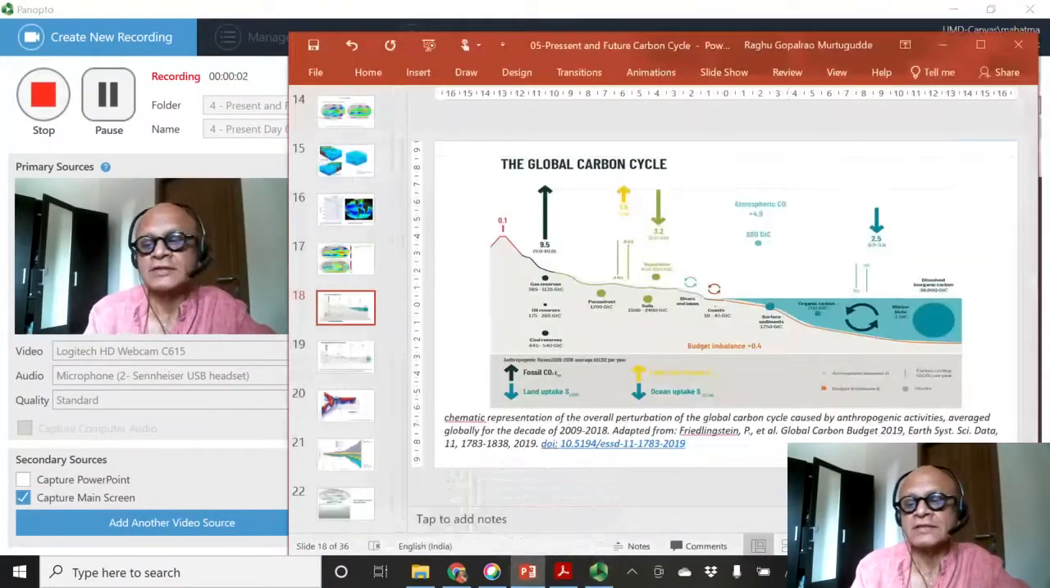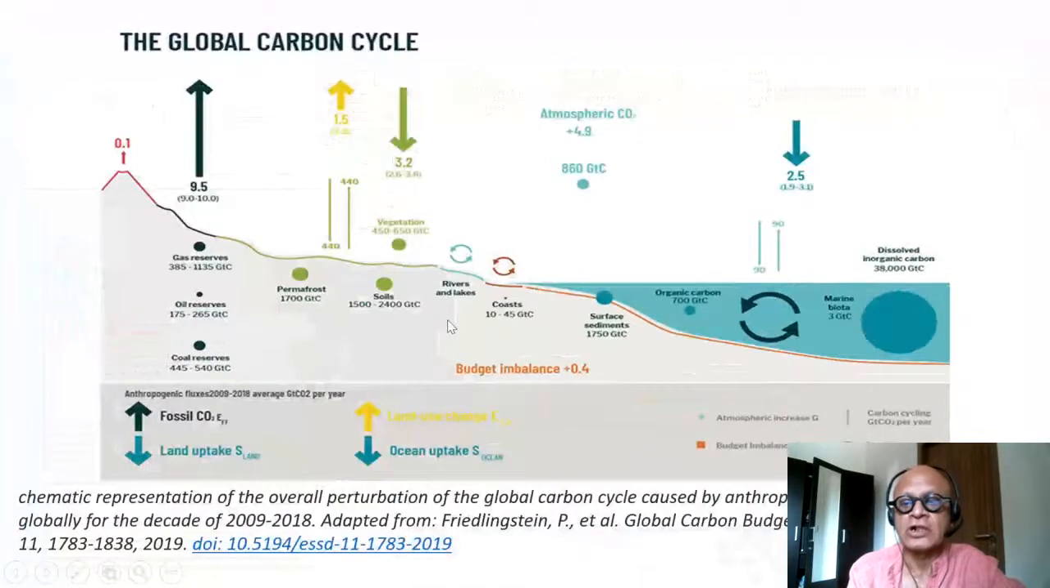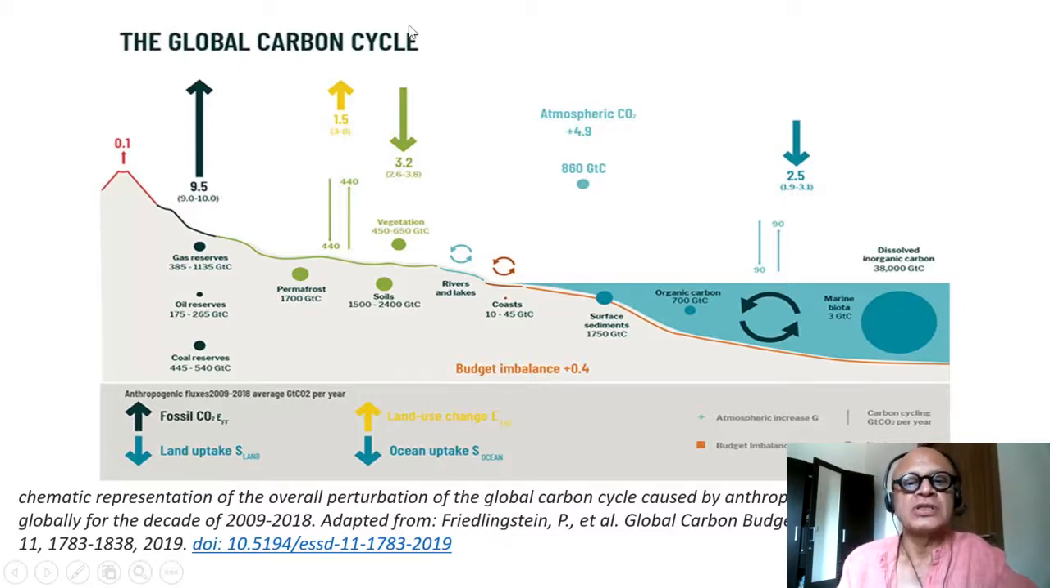Let's look a little at the global carbon cycle in the context of the ocean uptake. So I'll show two figures from the European Union putting out these, especially led by Pierre Friedlingstein. It's showing the perturbation averaged over 2009 to 2018. So it's the representation of overall perturbation of the global carbon cycle caused by anthropogenic activities averaged over that period.